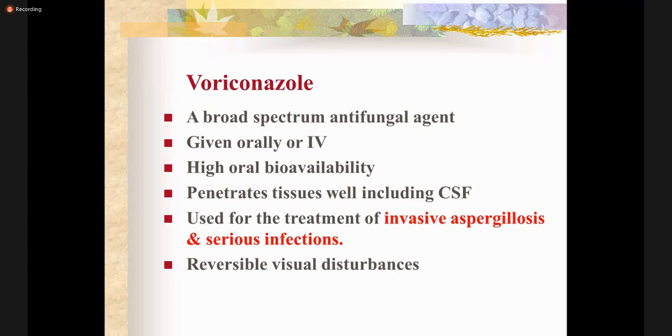So again, aspergillosis is a fungal infection, and it's basically a respiratory tract problem. So this is also going to be given. It causes visual disturbance. It changes the visual acuity, but it's basically a reversible process. Once you stop the dose, then the problem goes away.